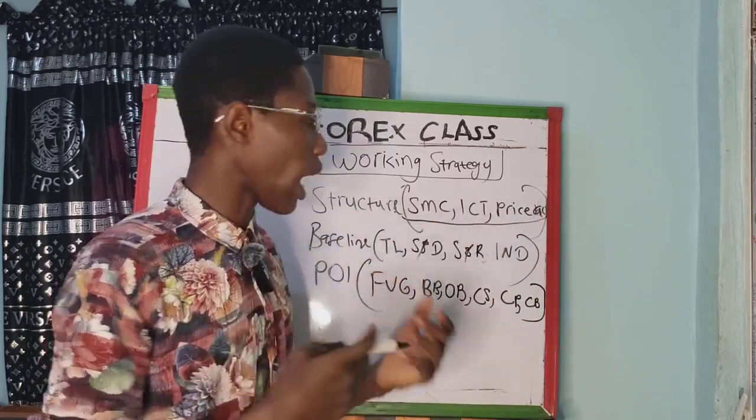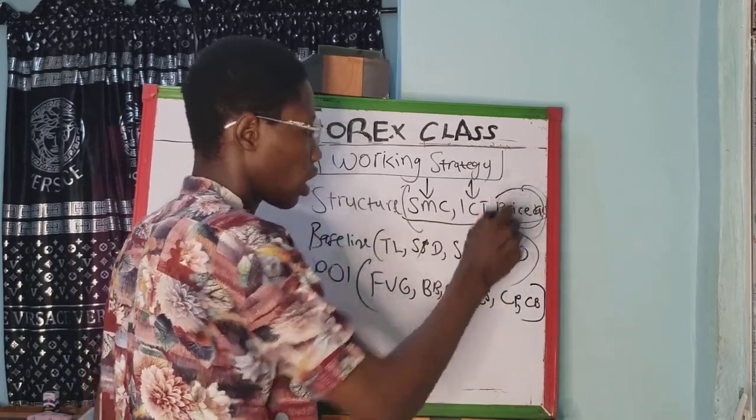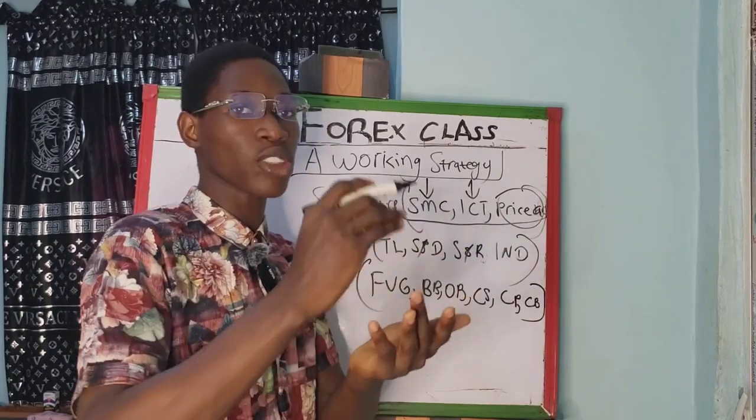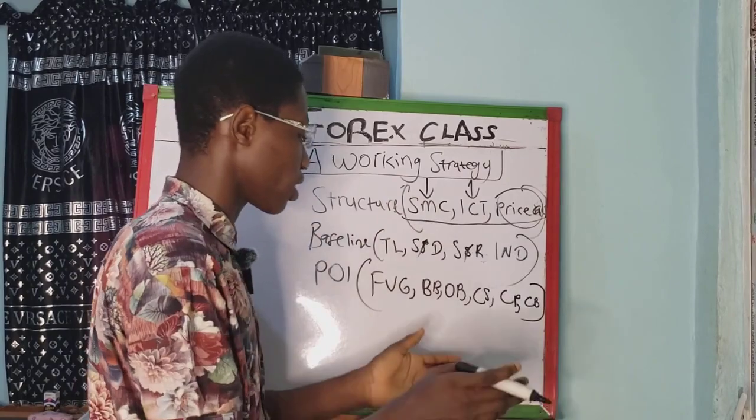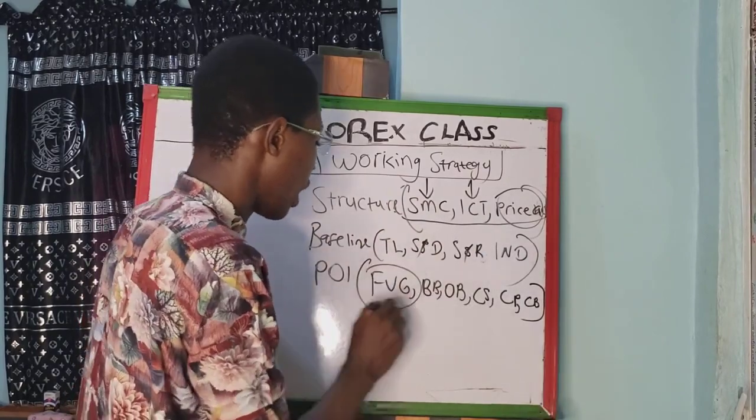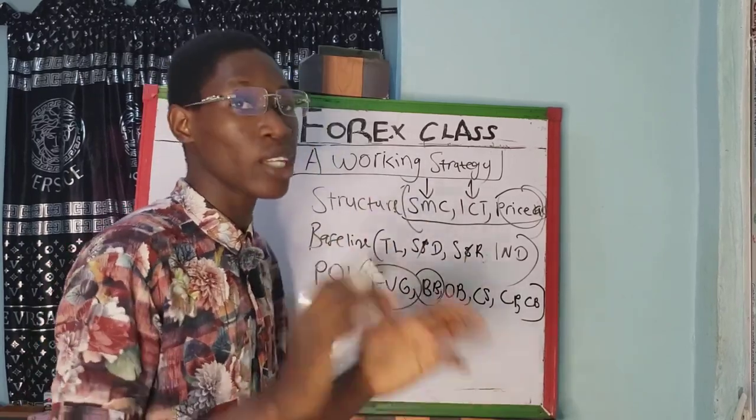Let me be honest with you. I don't know SMC. I don't know ICT. This is what I trade: I trade price action, and the type of price action I trade is pure price action. I use trend line, I use support and resistance. That is what I do. I don't even know fair value gap. I just know their names, based on what I used to see online and all that. That's what I'm teaching you guys now.